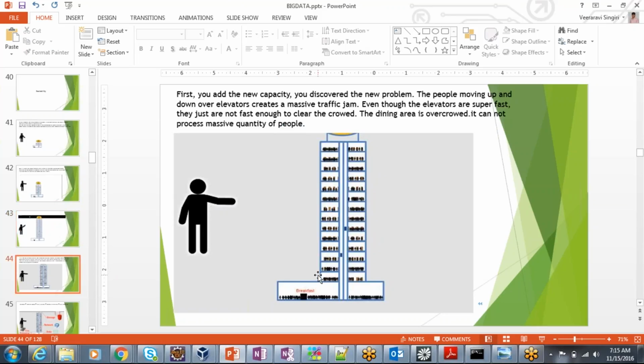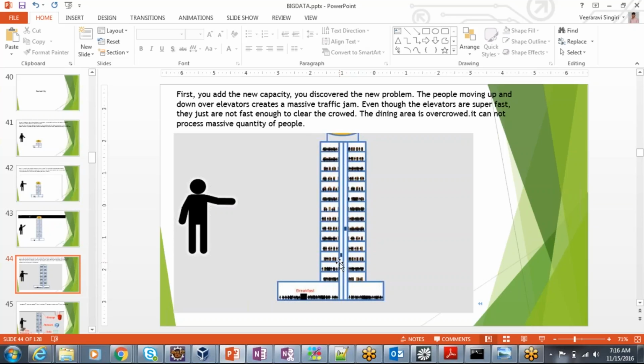elevators, but still the crowd is huge. There are so many people in the hotel. They're not able to come down. The elevators are not fast enough to clear your crowd. Even though you're providing a very nice breakfast, people are not able to have breakfast. It's supposed to start at 8:30 and be complete by 10:30. Because of the crowd, you're still serving the breakfast till 1 o'clock, 2 o'clock.